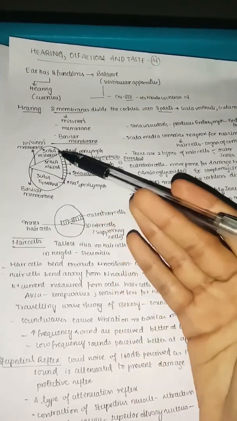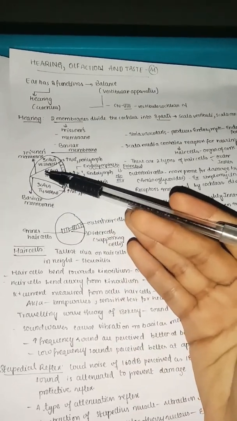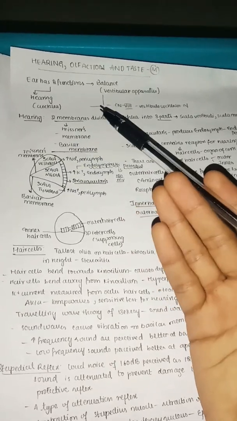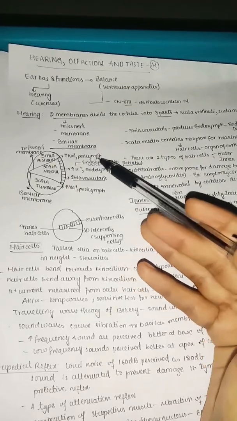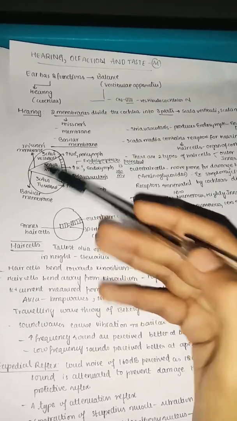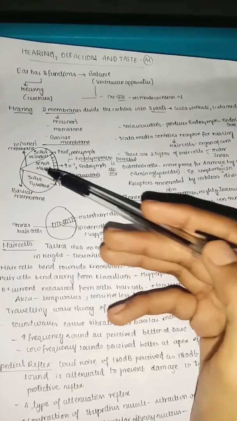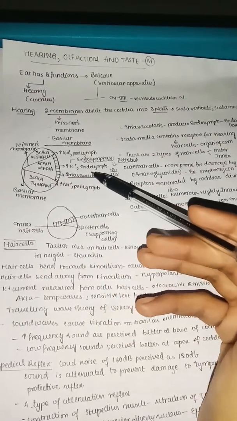It is just like a cell membrane. Inside the cell we have most potassium, outside the cell we have more sodium, right? So outside the cell, that is perilymph, there is more sodium, as in scala vestibuli and scala tympani. Inside the cell we have more potassium, that is scala media. So you can relate it like that with endolymph.